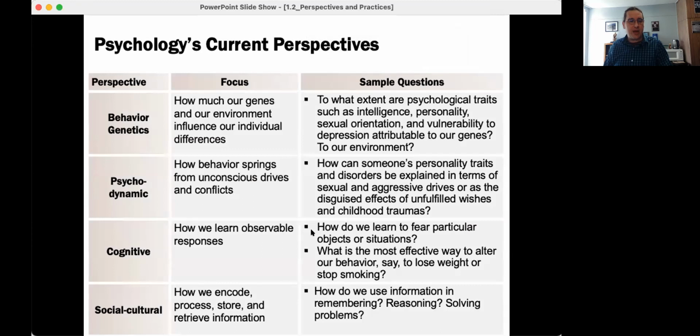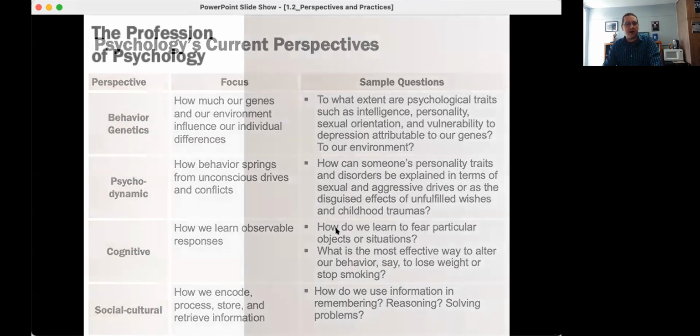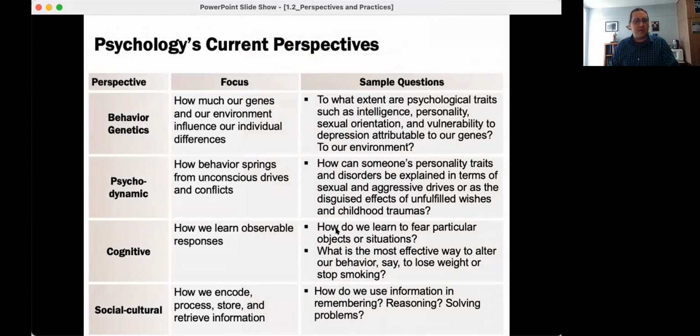Looking at behavior genetics, how much do our genes and our environment influence our individual differences? So this is kind of looking at the biological perspective as well, but more geared towards behavior. For example, some questions that a behavior genetics perspective would ask is, to what extent are psychological traits such as intelligence, personality, sexual orientation, and vulnerability to depression attributed to our genes or to our environment? Okay, so again, looking at nature versus nurture perspective.